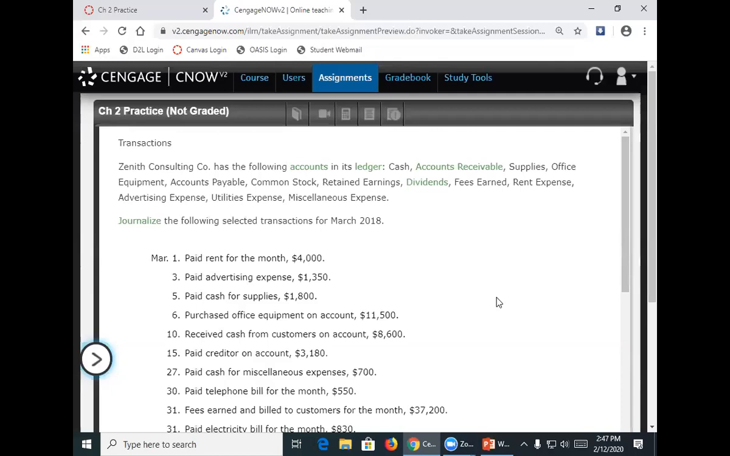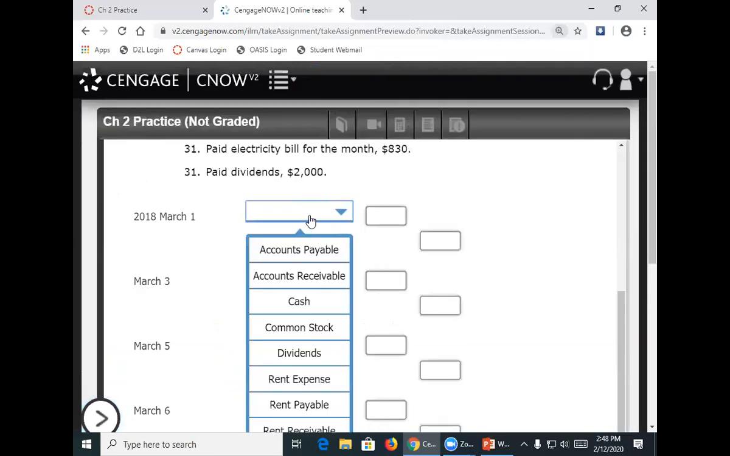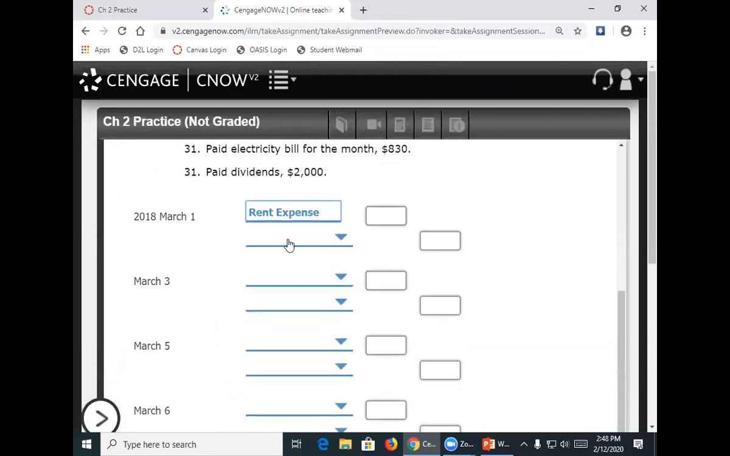Rent expense, is it increasing or decreasing? Increasing. So we know we're going to show that with the debit. When we pay an expense, rent expense is increasing, so it gets debited. Cash is decreasing, so it gets credited. When I come down here, I always list my debit first. So I'm going to put rent expense and cash, 4,000.